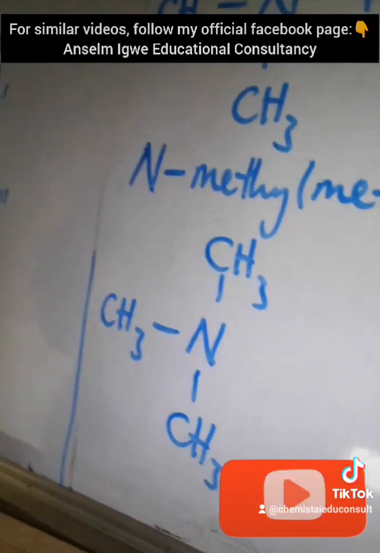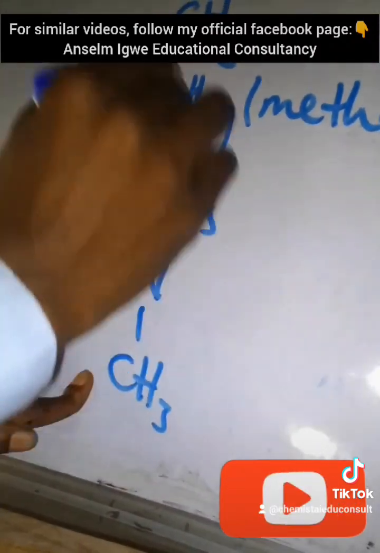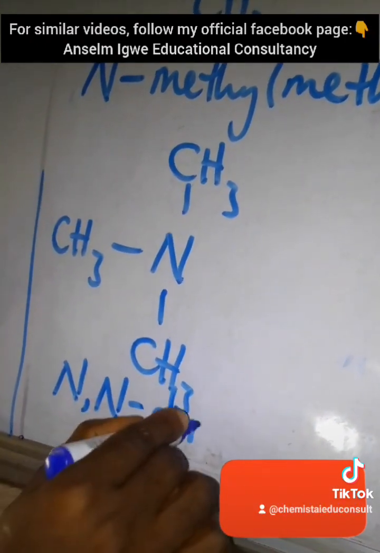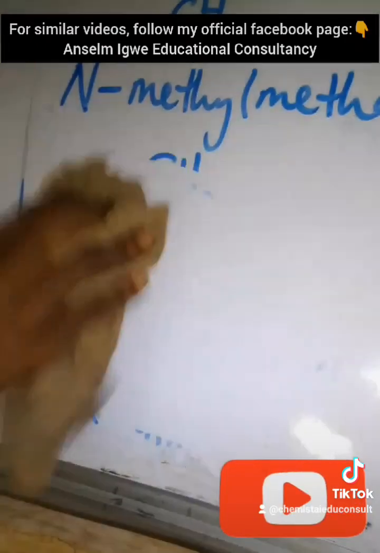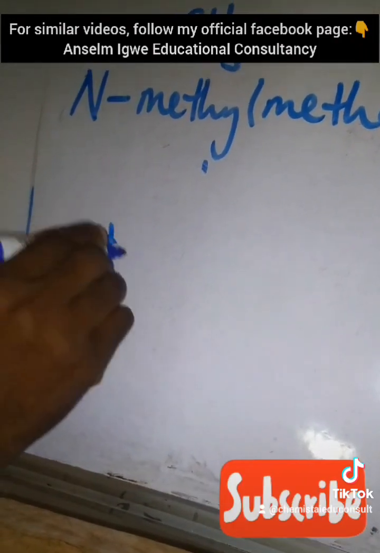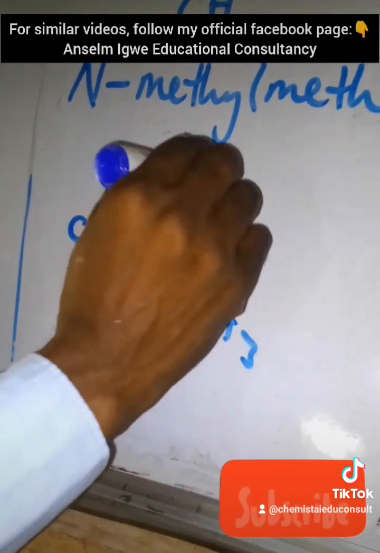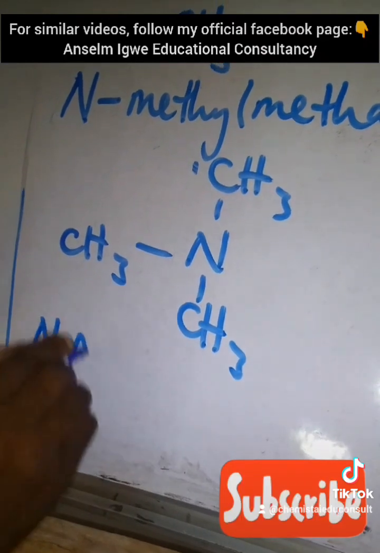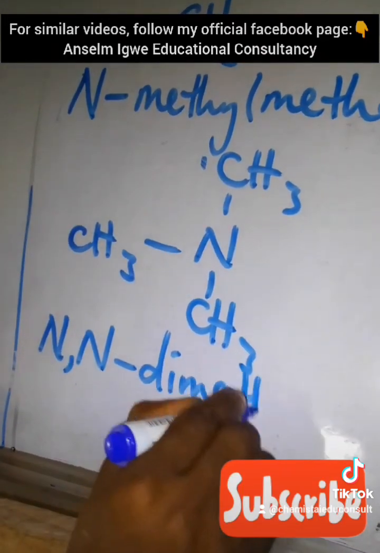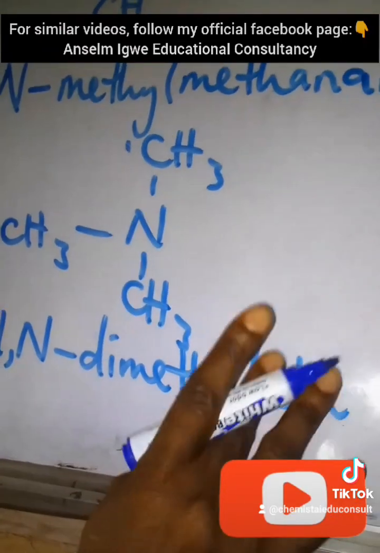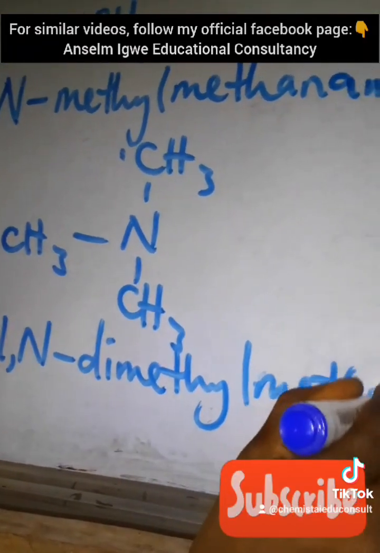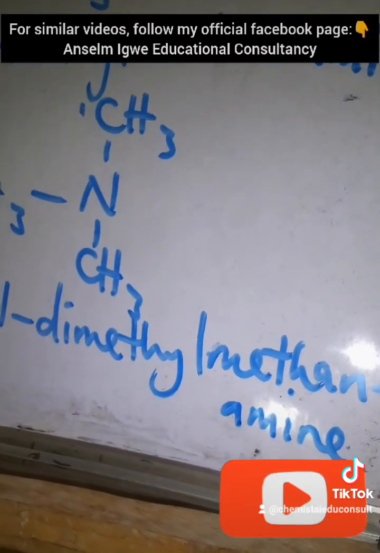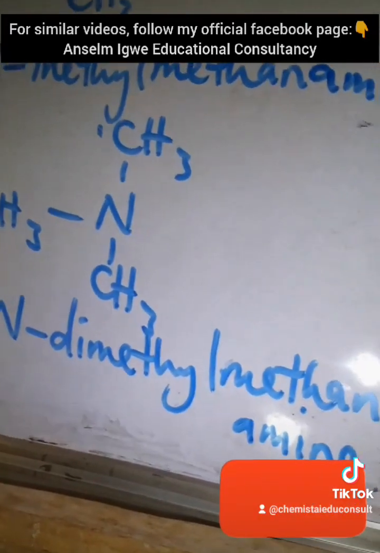So what's the name? A methyl group is attached to N, another methyl group is attached to N, so you mention N two times. N, N-dimethyl. Let me write this very well. CH3, N, CH3, CH3. So two methyl groups are linked to N, and we have N, N-dimethyl methenamine. So the name is N, N-dimethyl methenamine. That is the name of the tertiary amine.